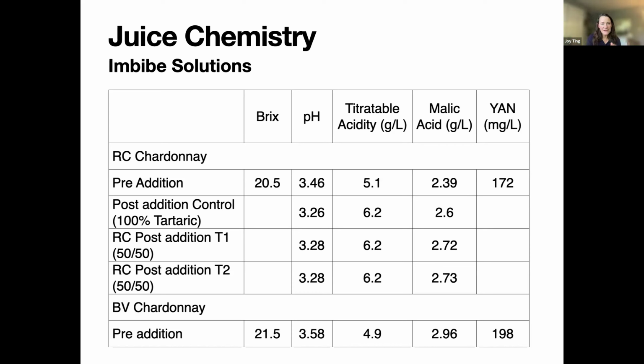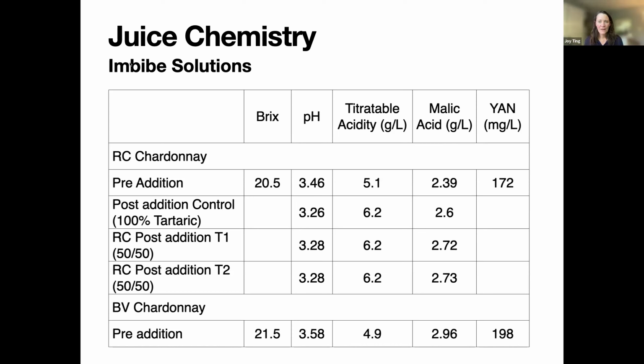The other thing I would say here is for the BV Chardonnay, that came in with a pH of 3.58, so it did get a higher acid addition. That one got 2 grams per liter, whereas the RC got 1 gram per liter. We weren't able to get post-acidulation numbers on this. That makes a lot of sense though, because this is in the middle of harvest, so it was really hard to get all of these data. So we're really grateful that we were able to get the amount of post-acidulation data that we did.